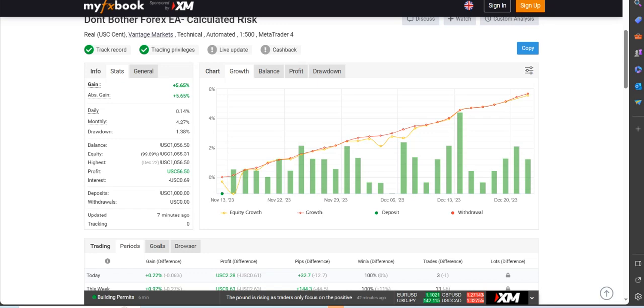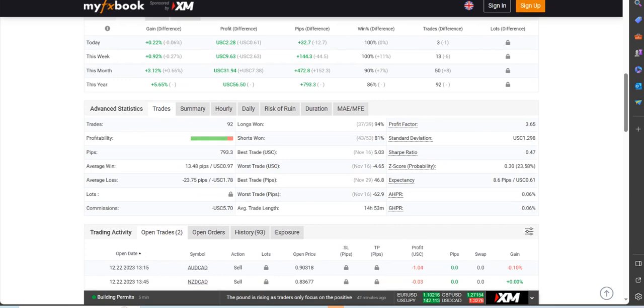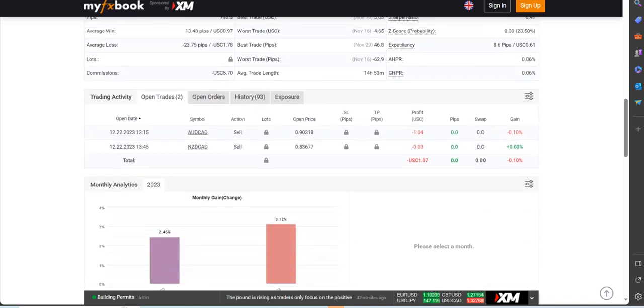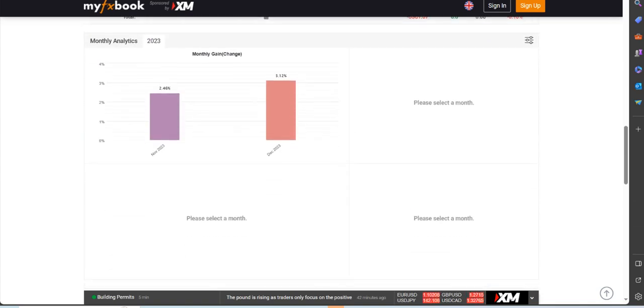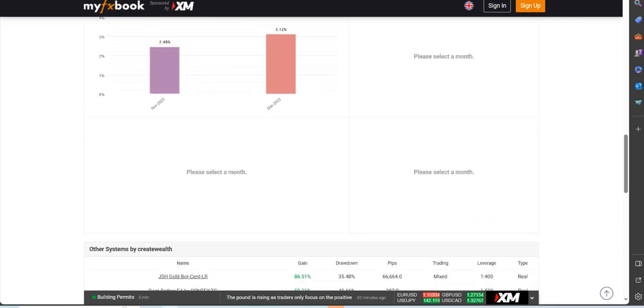Here is the MyFXBook page of the calculated risk, that is significant risk. So we made a profit of 55 point something that we already discussed. So far it is like monthly 4.27%, and the drawdown has been so far 1.38%, and this week we made 0.92%, this month we made 3.12%, and this year we made 5.65% so far. And these are the two running trades, right? And in November we made 2.46%, and this month is 3.12% so far.